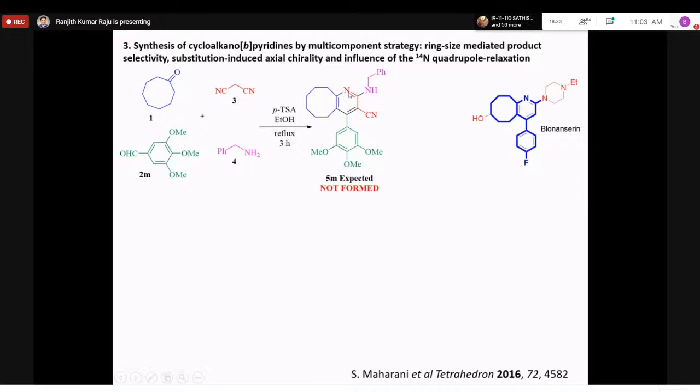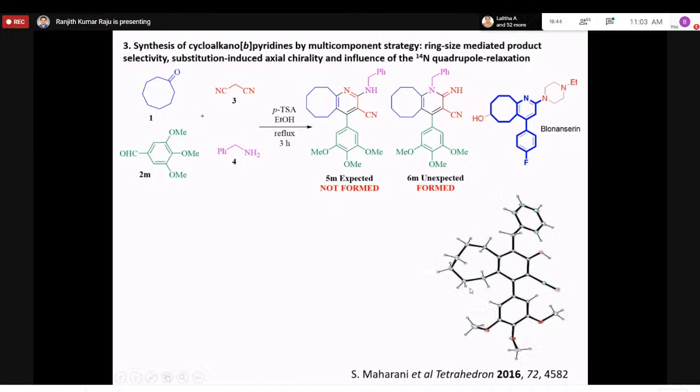So the benzylamine would make a nucleophilic addition over the imine carbon, as we discussed in the previous case. But again, we did not get the expected product, but we got an interestingly different compound, an amine. We got an amine as the product, and the structure again was confirmed from the single crystal X-ray, and it was confirmed that the presence of amine is here.